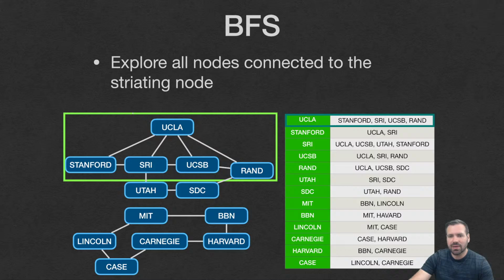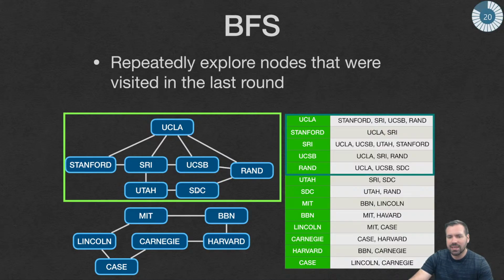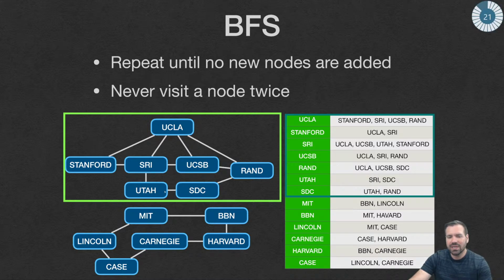In this green box are all of the nodes that have been explored. And then all the 4 nodes that we just explored, we're going to explore their neighbors to get Utah and SDC here. And then we're going to explore the neighbors of Utah and SDC. And we keep repeating this process until we have a round where no new nodes were visited. So when we visited the neighbors of Utah and SDC, yeah, they see SRI and RAND, but those 2 have already been explored. So we didn't learn anything new. We didn't find any new nodes. Once that happens, BFS is done.